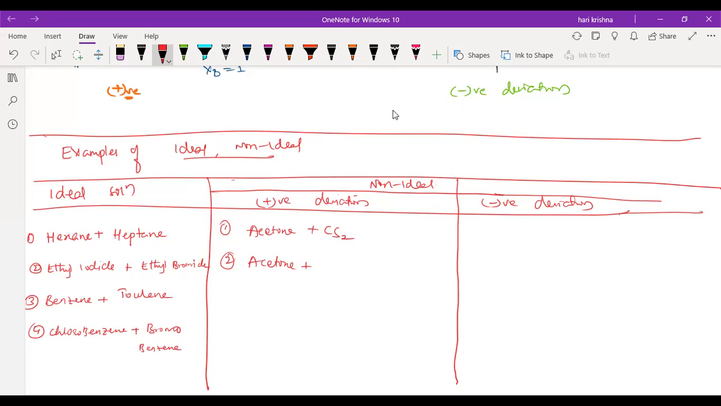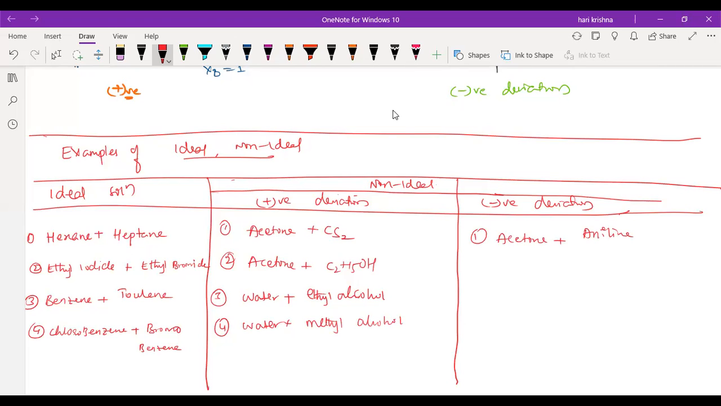Next, positive deviation. This is a non-ideal solution. Acetone and CS2, acetone and C2H5OH. What is the name of C2H5OH? No reply. Ethanol, sir. Ethanol, sir. Okay, good.